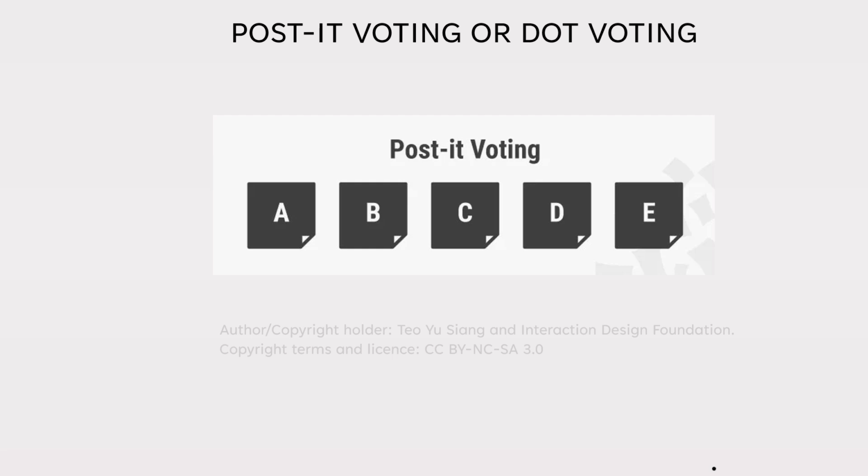Post-it voting or dot voting. In post-it voting, all members are given a number of votes, three to four should do, in order to choose their favorite ideas. Ideas that are generated in the ideation sessions are written down on individual post-its and members can vote by using stickers or a marker to make a dot on the post-it note corresponding to the ideas they like. This process allows every member to have an equal say in choosing from the shortlisted ideas.